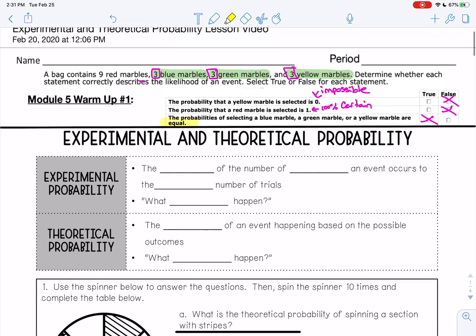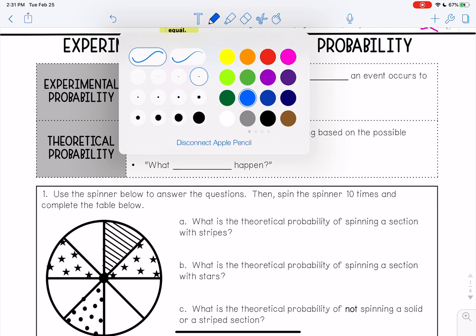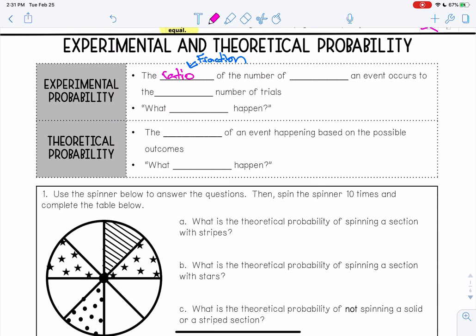All right, so today's lesson is about experimental and theoretical probability. So first we're going to start with experimental probability. Experimental probability is the ratio, which, by the way, means it's going to be a fraction. Let's not forget that. The ratio of the number of times an event occurs to the total number of trials. And it is what does happen, and I'll explain what that means in a minute.